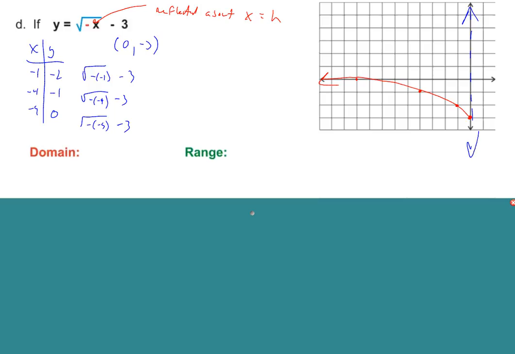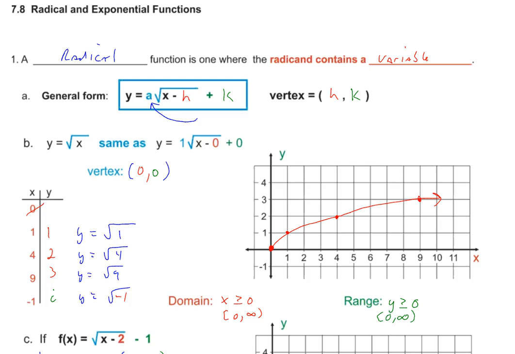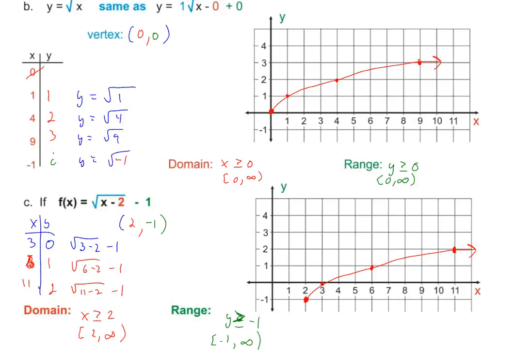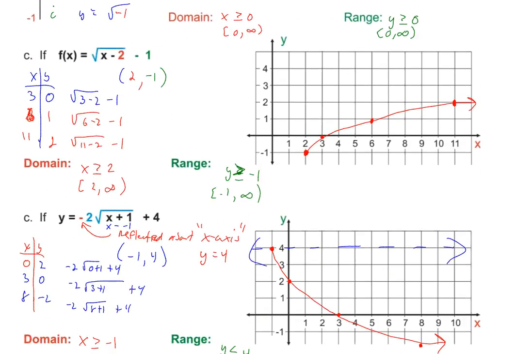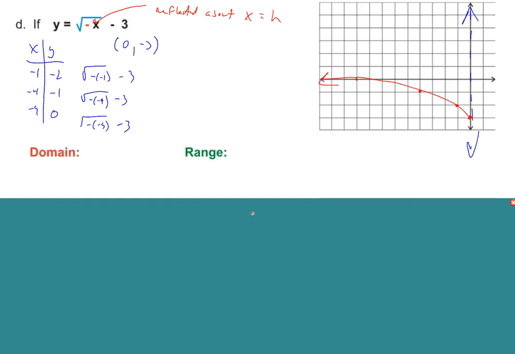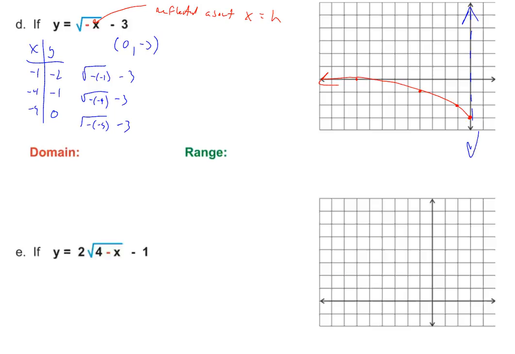So again, your domains, be careful. Your range, be careful. Domain, parentheses, -infinity, comma, 0 bracket, right? Or x less than or equal to 0. By the way, let's go back and fix this one up here, the reflected. This is really reflected about y equal k, right? It's a better way to say that instead of the x-axis. Y equals k.